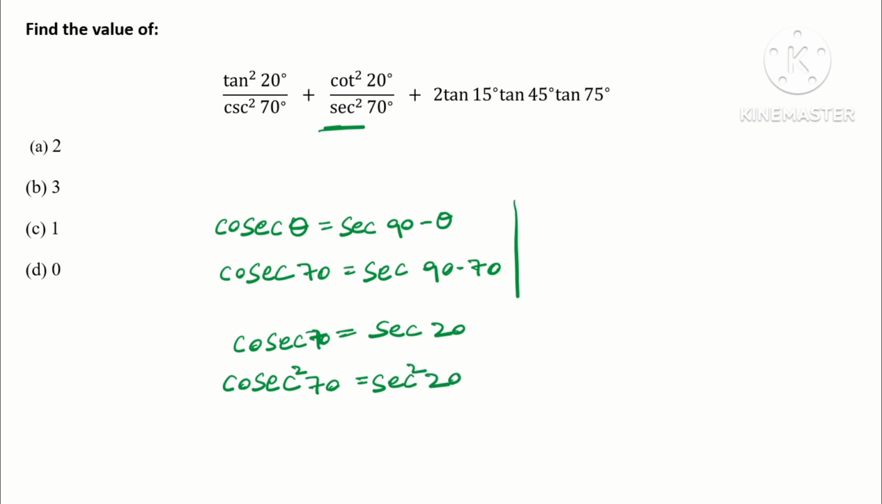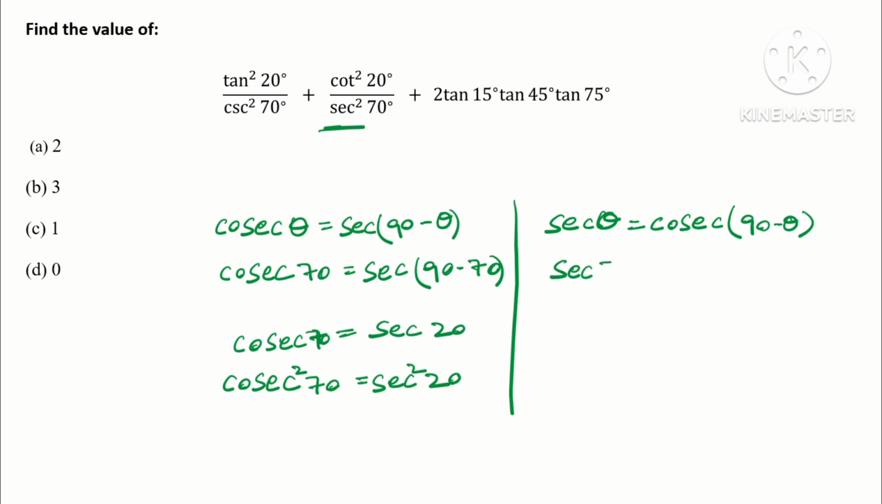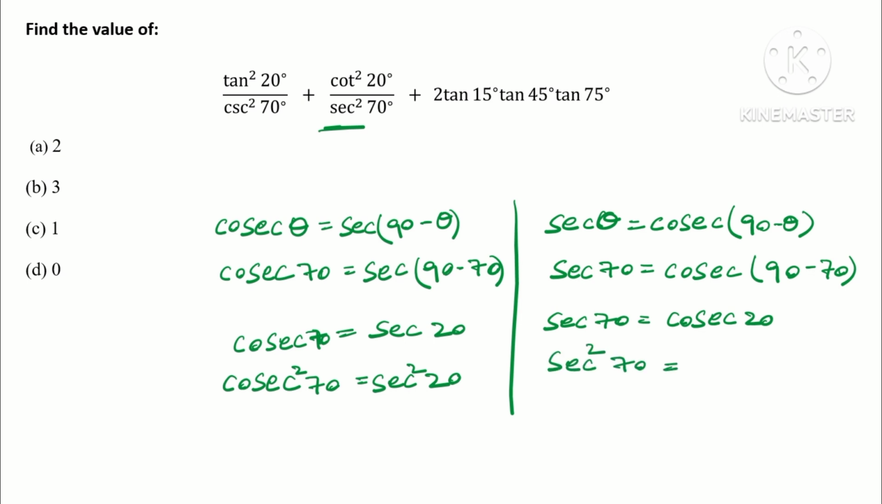Also here, secant theta we can write as cosecant 90 minus theta. Secant 70 we can write as cosecant 90 minus 70. So secant 70 becomes cosecant 20. Let's do squaring on both sides. Secant square 70 equals cosecant square 20.